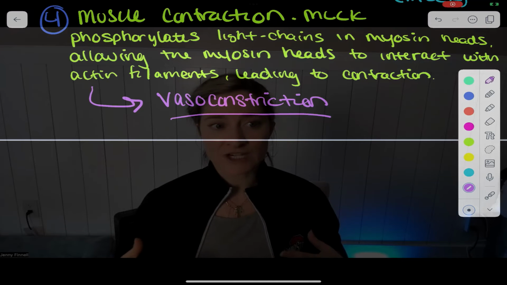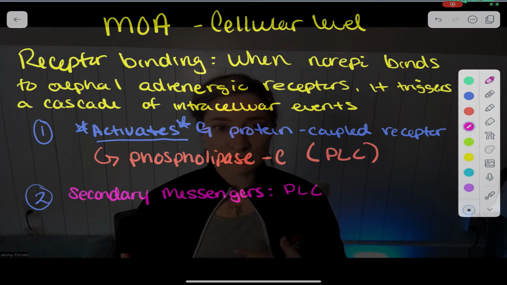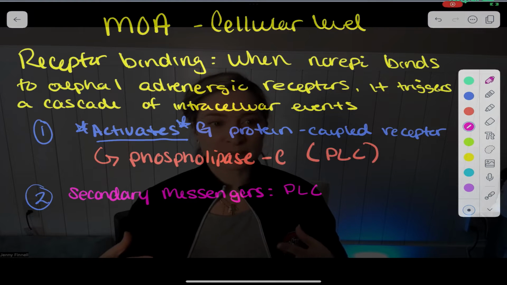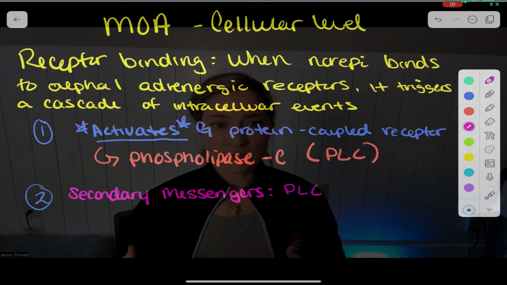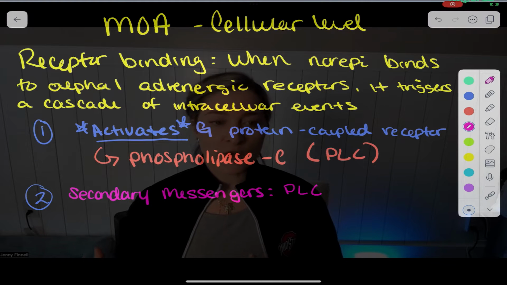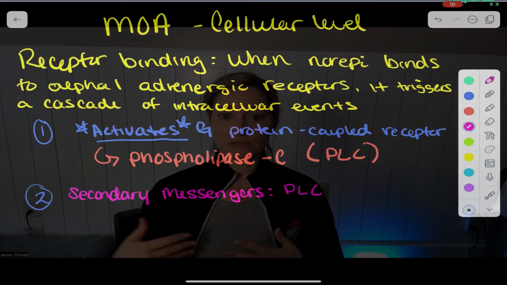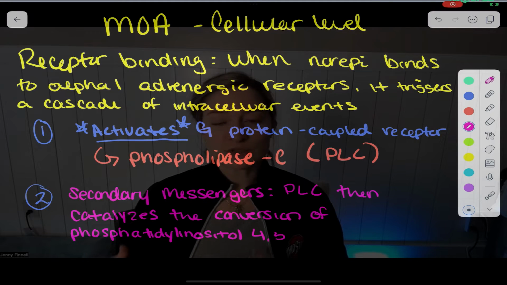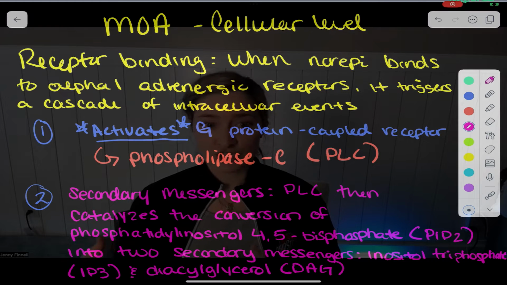The mechanism of action down to the cellular level of norepinephrine. First, you have the receptor binding, again, which is where your alpha-1 adrenergic receptors and all your adrenergic receptors trigger a cascade of intracellular events, such as G protein coupled receptor pathways, which then lead to the activation of PLC, or phospholipase C. The phospholipase C catalyzes conversion of PIP2 into secondary messengers such as IP3 and DAG.